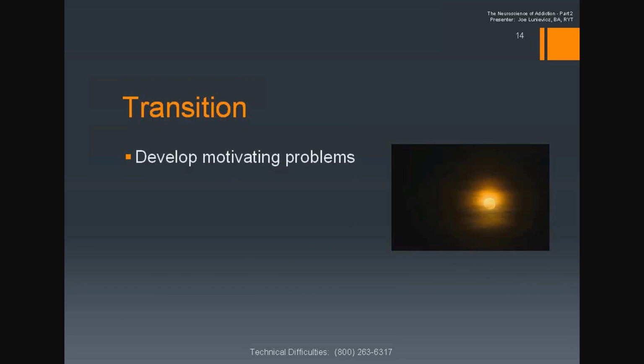So transition begins the first time a person experiences a drug or alcohol-related problem, you know, with us in the court, with the law. Maybe it can be from a hangover, some kind of social difficulty occurs, they show up late, they lose their job, they get into a fight because they're inebriated. This is when it begins. Whether or not it's recognized as a problem is another issue, right? So one of the things that we look for is the development of what we call motivating problems, right?